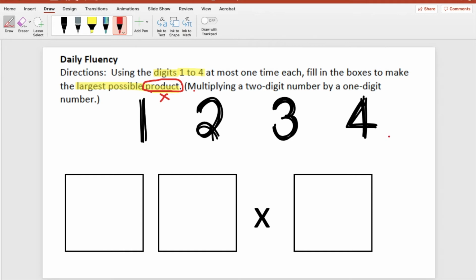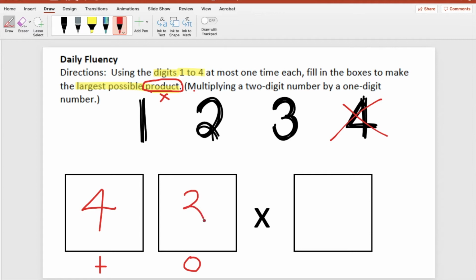So we're going to start by making our 2-digit number. We're going to do a 2-digit number multiplied by a 1-digit number. So for our 2-digit number, we need to think this is our tens place and this is our ones place. I might think I want the biggest number here in the tens place. So I'm going to put my 4 in my tens place. And we're just testing this out. Now I don't know what number to put for my ones place, but again, maybe I want the biggest number. So I'll put a 3.